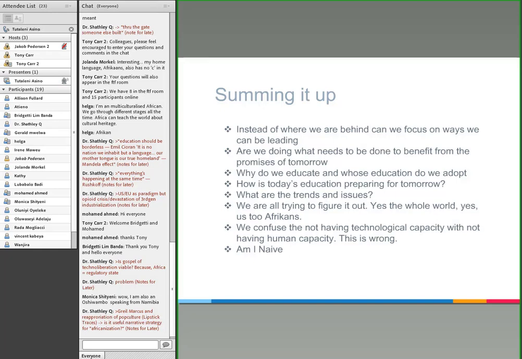We know that we need learners who can question, who can be creative, who can come up with innovative solutions. But a lot of that involves being free to question your elders, which is not exactly something that my culture necessarily promotes. I think we need to continue to question, why do we educate and whose education are we adopting? How is today's education preparing learners of tomorrow for our specific context?